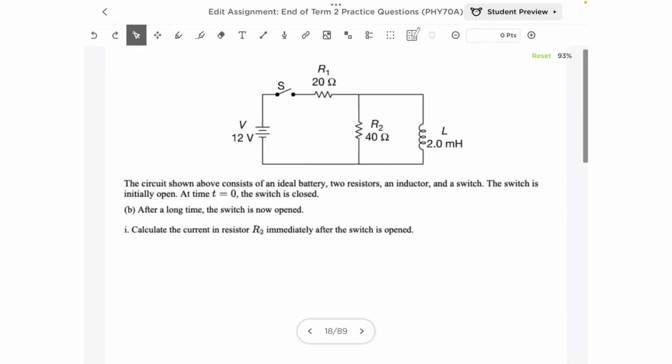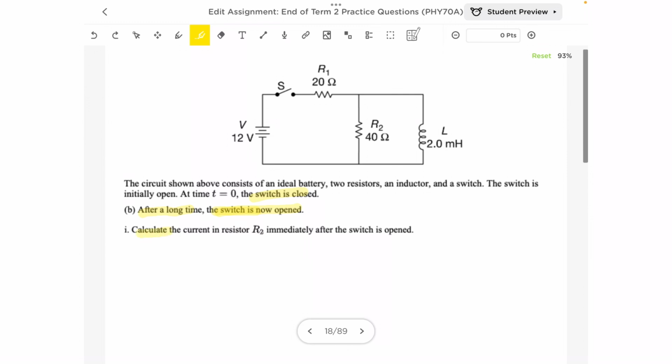The circuit above consists of an ideal battery, two resistors, an inductor, and a switch. The switch is initially open. At time t equals 0, the switch is closed. In this situation, after a long time that the switch is closed, the switch is now open.